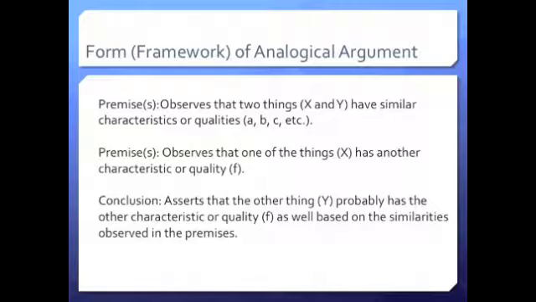So, as long as the argument observes that one thing, whatever that thing is, has another characteristic or quality, whatever that quality is, as one of the premises, and then in the conclusion applies that characteristic or quality to the other thing that's being compared, it will be an analogical argument.